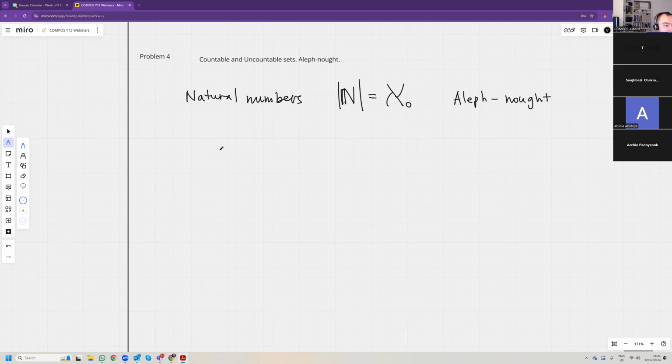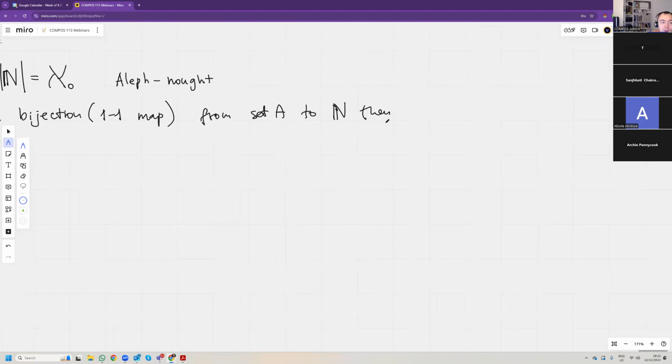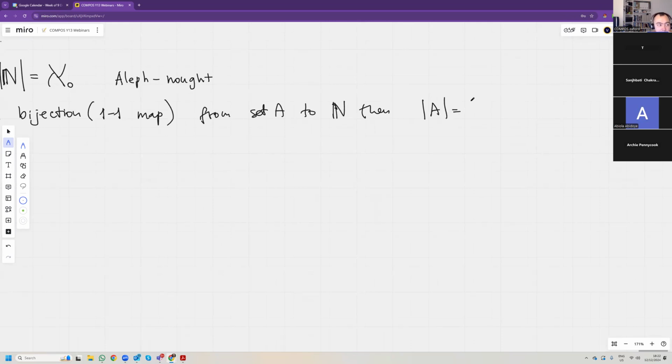Okay. So if you can make a bijection, a one-to-one correspondence, a one-to-one mapping from set A to the set of natural numbers N, then the cardinality of A is equal to Aleph naught.